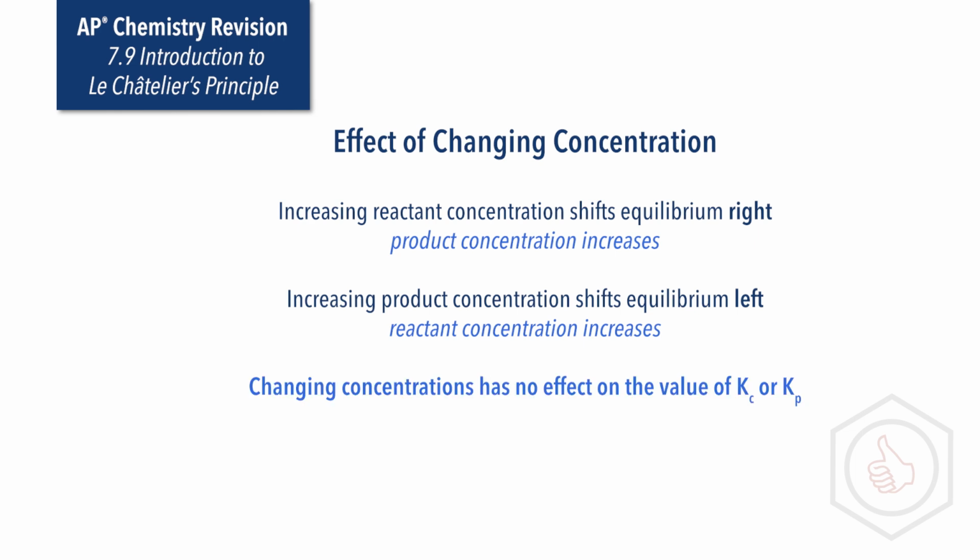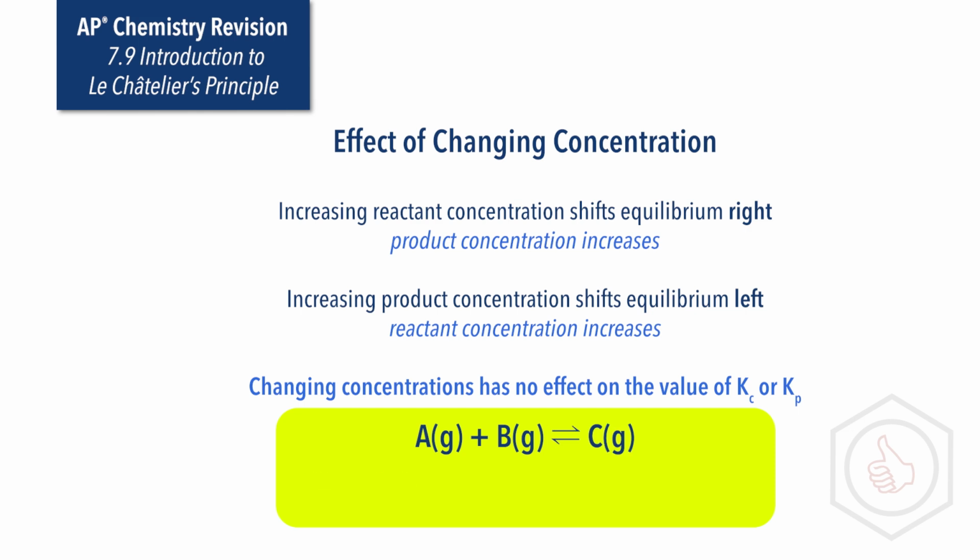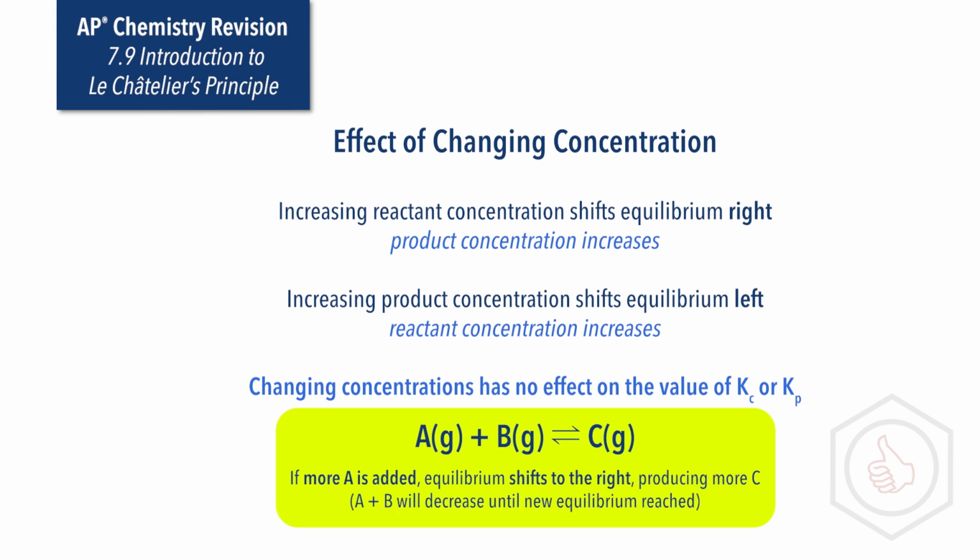For example, for the equilibrium system A plus B going to form C, if more A gets added to the equilibrium system, equilibrium shifts to the right, which means more C will get produced and the concentration of A and B will decrease slightly until a new equilibrium system is established.